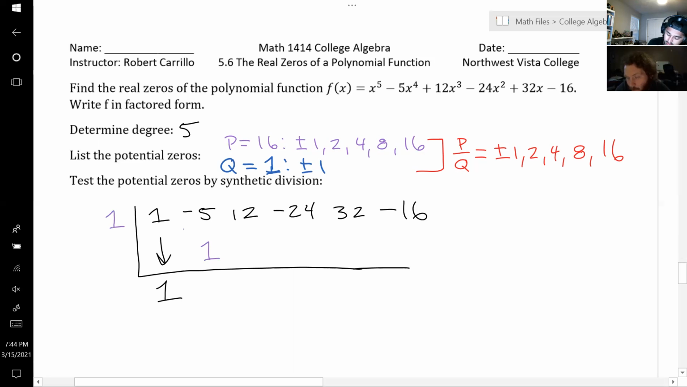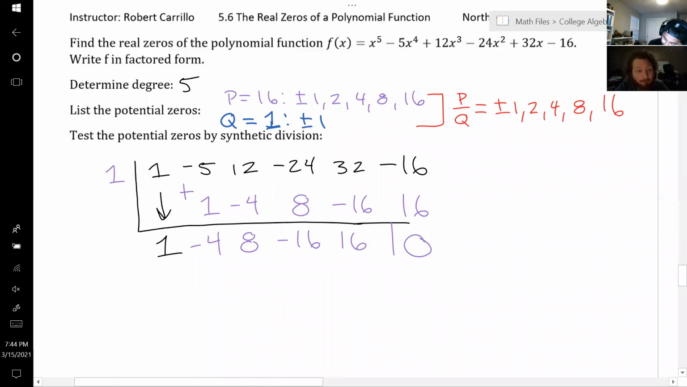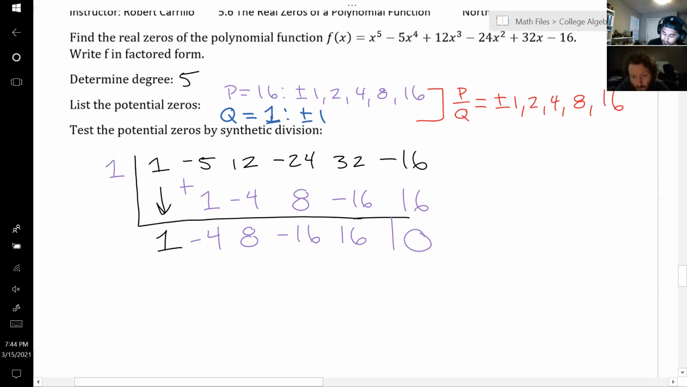1 times 1 gives me 1. -5 plus 1, that's -4. 1 times -4 is -4. 12 plus -4 gives me 8. 1 times 8 is 8. And I get -24 plus 8, which gives me -16. And then -16 times 1, you get -16. And then 16 plus -16, you get 0. Wow. Did that work out nicely? Yes, for sure. Okay, so let's go ahead and write the first depressed form. So with that divisor of 1, what do I write? x minus 1, and then the quotient.